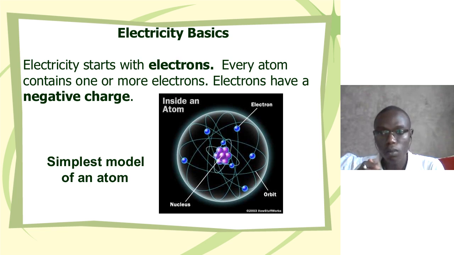Okay, so we say electricity starts with atoms. Okay, with electrons, not atoms. Electricity starts with electrons. And where does an electron come from? It comes from an atom. I'm sure at Form 2 level, you must have captured this scenario where you get to know the atomic number.